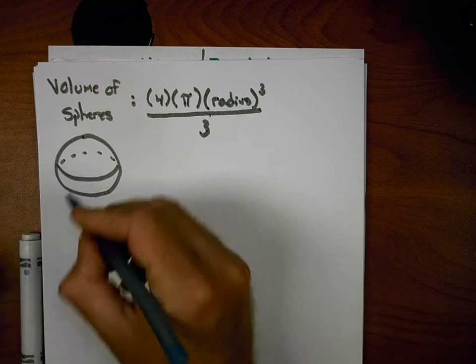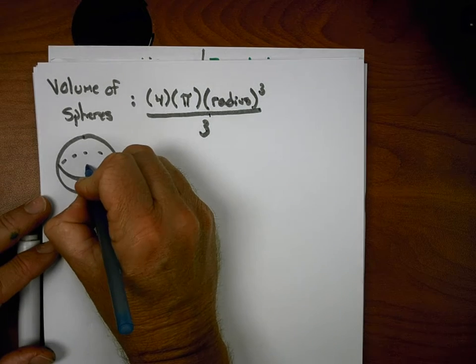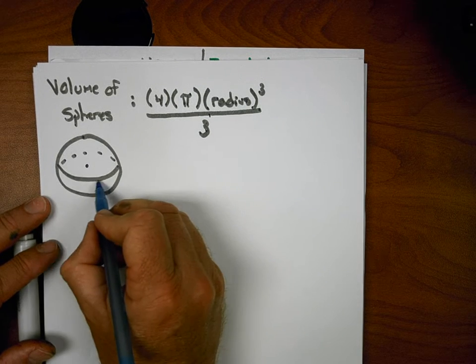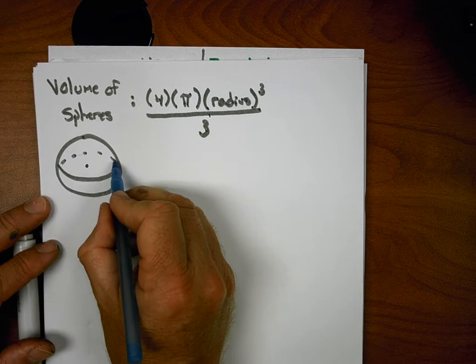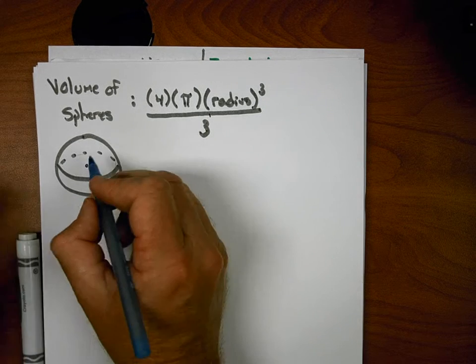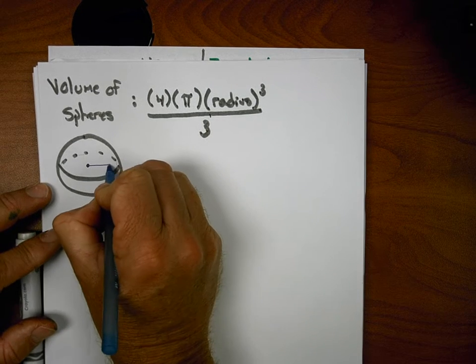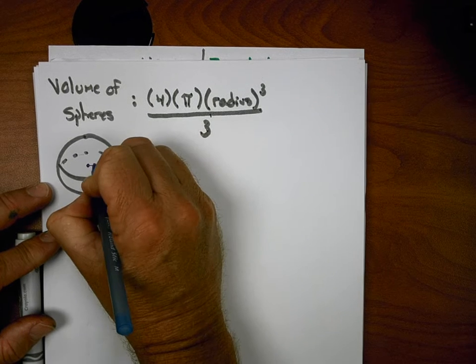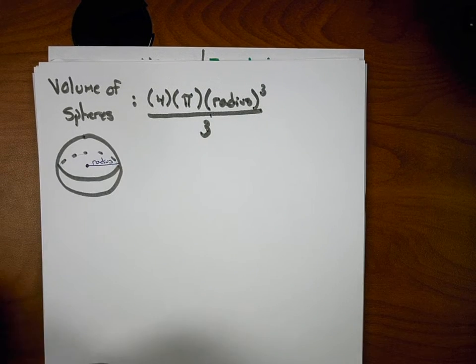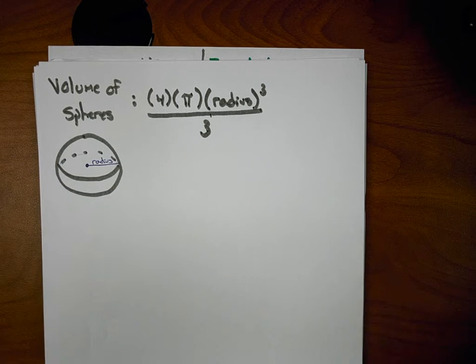Okay? And a radius would be represented by a point right in the center of your great circle. Remember, your great circle is the circle that divides a sphere into 2 equal hemispheres, and that would go out to the sphere. That would be an example of a radius. Okay? So hopefully you got all 5 of these formulas.